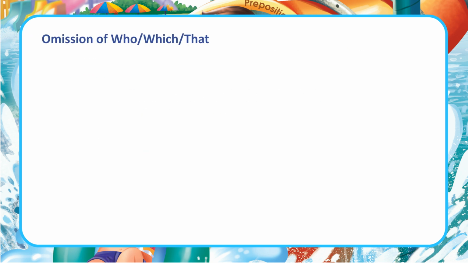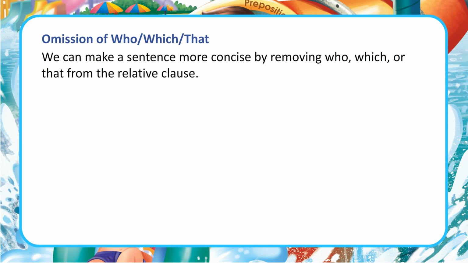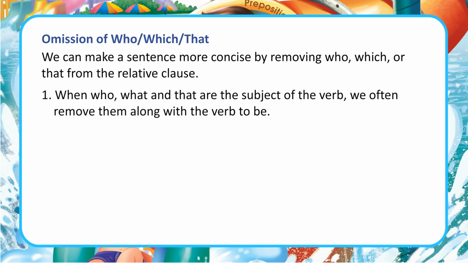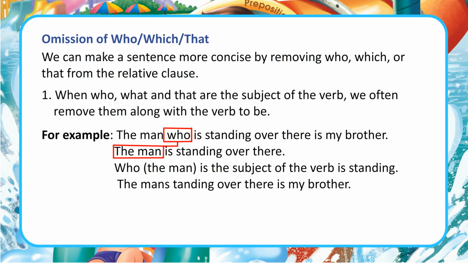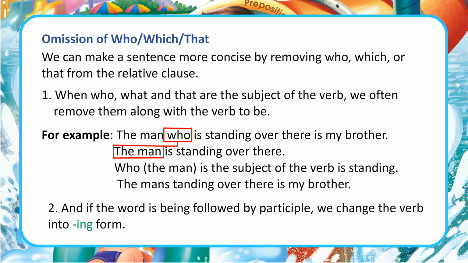Omission of who, which, that. We can make a sentence more concise by removing who, which, or that from the relative clause. 1. When who, which and that are the subject of the verb, we often remove them along with the verb to be. For example, the man who is standing over there is my brother. The man is standing over there. Who, the man, is the subject of the verb is standing. The man standing over there is my brother.